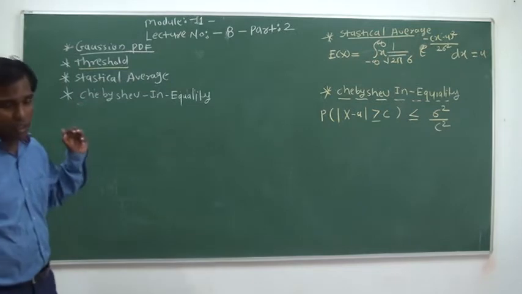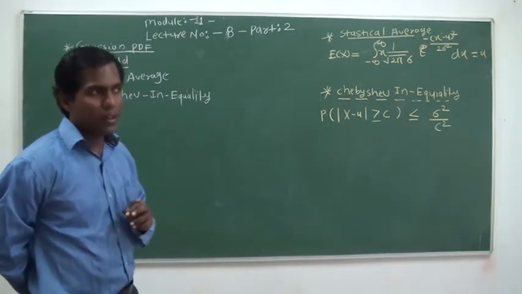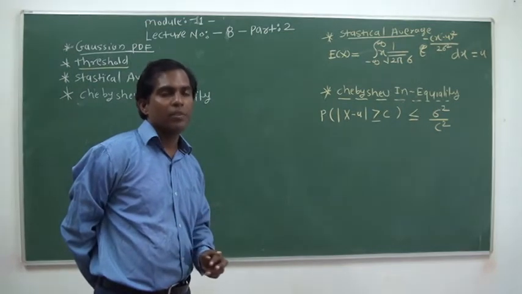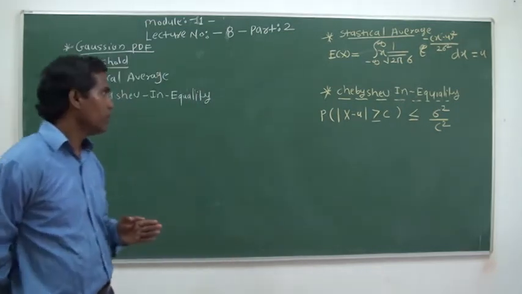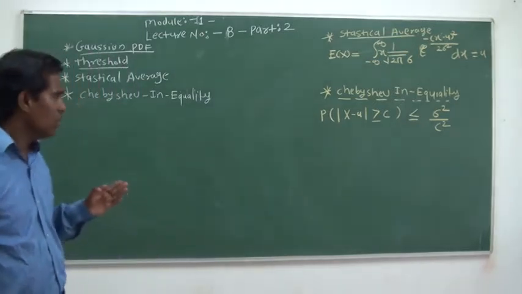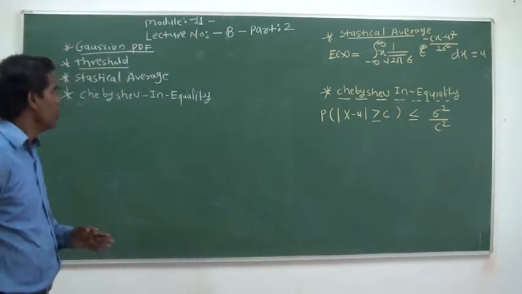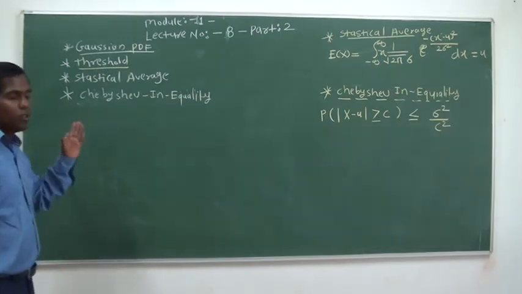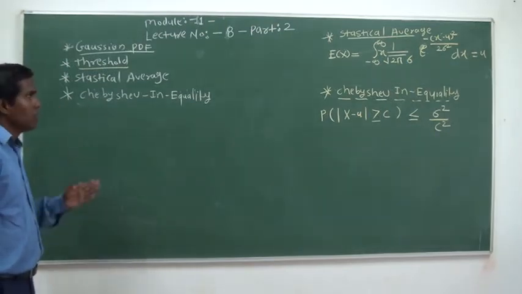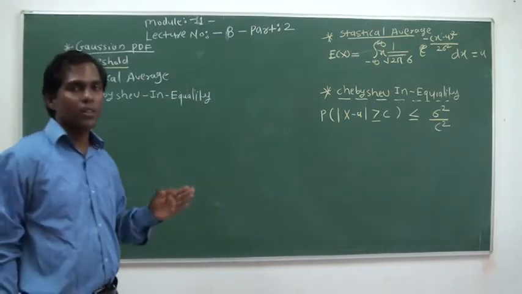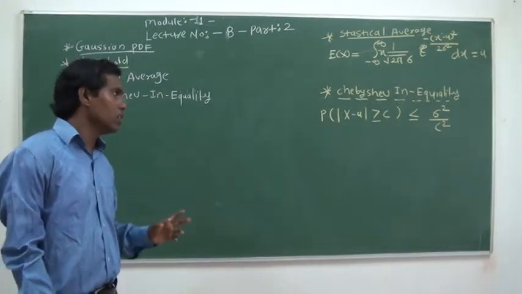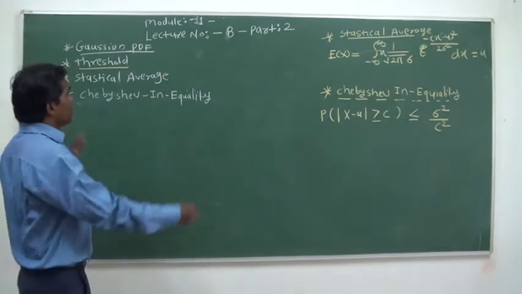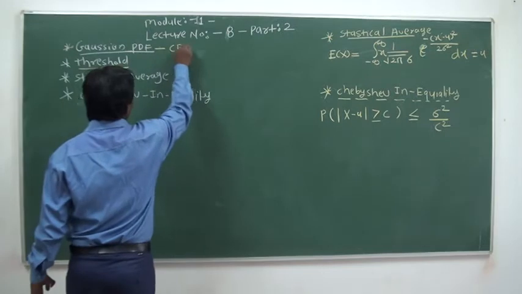Now, in the last lecture we also found the error function for the continuous random variable as well as the discrete random variable, and also the complementary error function. Today we start with the Gaussian distribution, the Gaussian probability density function. This type of probability density function is used for a continuous random variable.